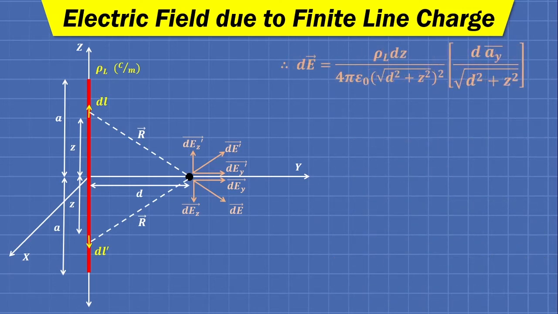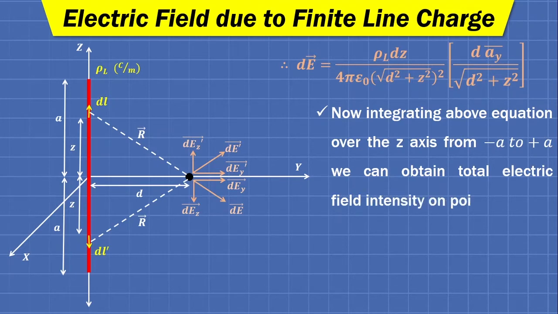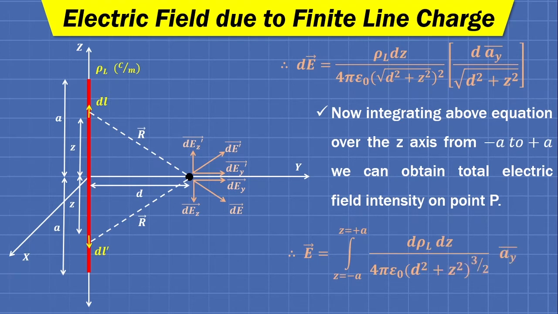Moving further, now we will just consider the y component of field intensity. And now, integrating the above equation over the z axis from negative a to positive a, that is the throughout length of the line charge, we can obtain the total electric field intensity at point P. So total field intensity can be written as the line integration from negative a to positive a of d rho L dz divided by 4 pi epsilon 0 (d square plus z square) raised to 3 by 2.